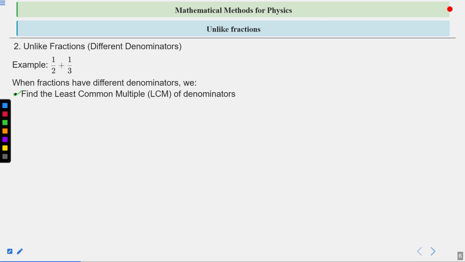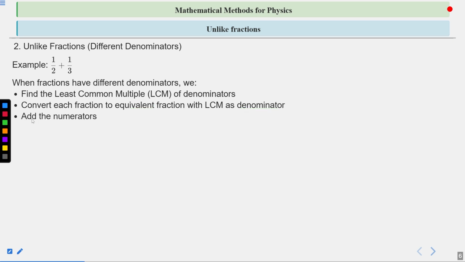we find the least common multiple, or we can say the LCM of the denominators. Then convert each fraction to an equivalent fraction with the LCM as denominator. Add the numerators. Then simplify if possible.